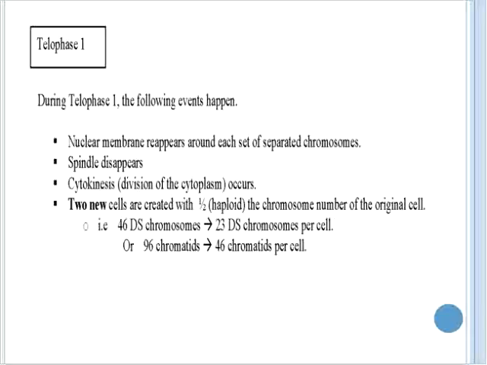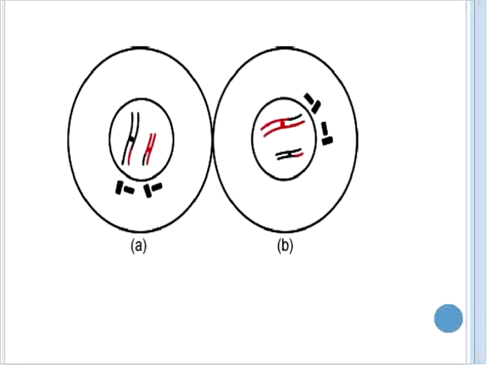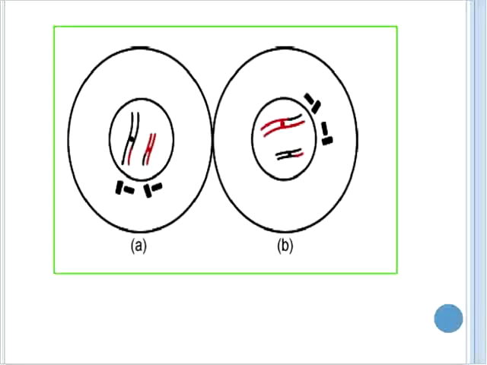Telophase 1 involves the reappearing of the nuclear envelope around each set of separated chromosomes. The spindle will disappear. Cytokinesis, as you recall, this is division of the cytoplasm, occurs. And two new cells are created with, and this is key, half or haploid the chromosome number of the original cell. Beginning with 46 double-stranded chromosomes, each new cell now contains 23 double-stranded chromosomes. Or from the 96 chromatids that we began with, each cell now contains 46 chromatids. The end result being a pair of cells, as we see here.